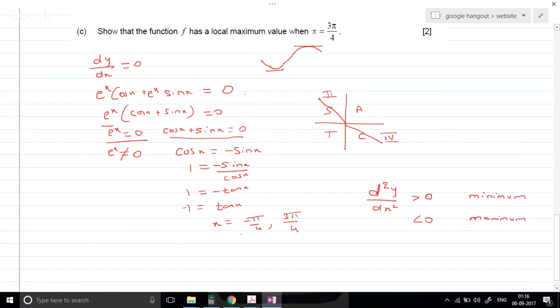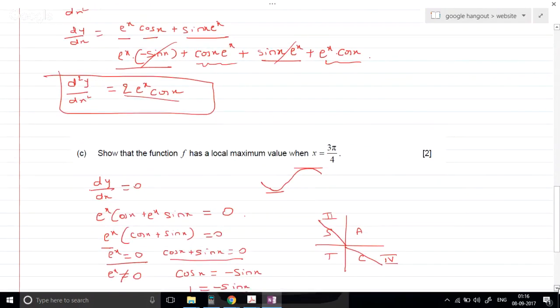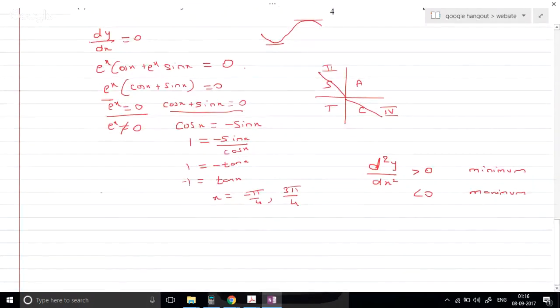The x coordinate, whichever you get, will be a minimum if the second derivative after substitution of x is greater than 0. It is a maximum when the second derivative after substitution of x is less than 0. So let's take the second derivative function. We got the second derivative as this. We'll substitute that. So 2 e power x into cos x was your second derivative, d square y by dx square.